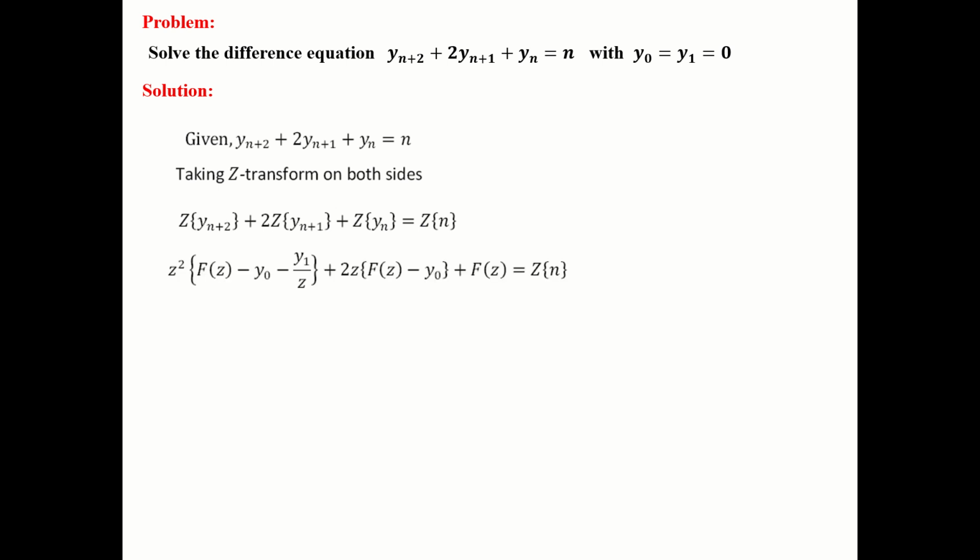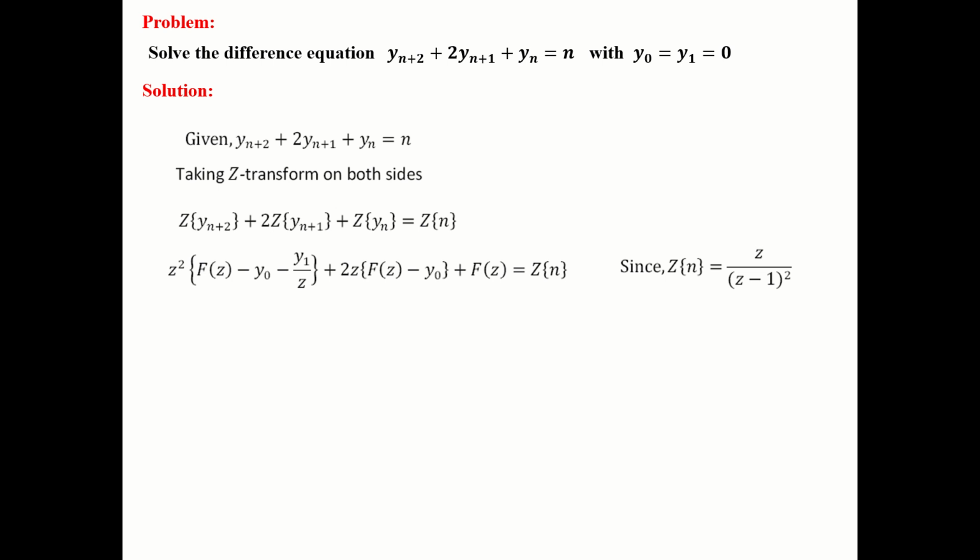Now taking the Z-transform on both sides: Z[y(n+2)] + 2Z[y(n+1)] + Z[y(n)] = Z[n]. We know the formulas for Z[y(n+2)] and Z[y(n+1)]. Substituting them: z² F(z) - z² y0 - z y1 + 2z F(z) - 2z y0 + Z[y(n)], which is nothing but F(z).